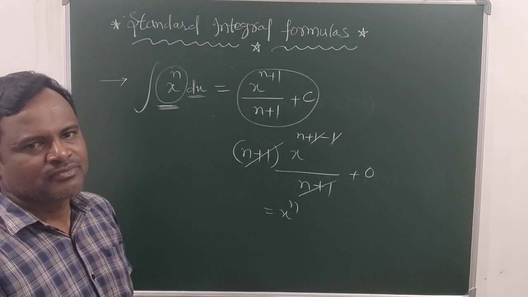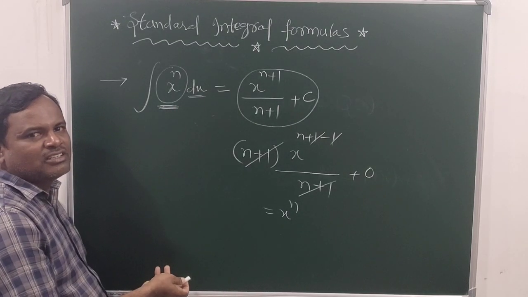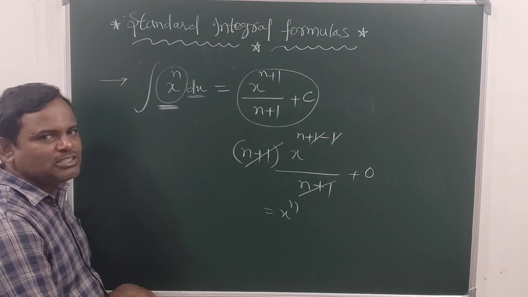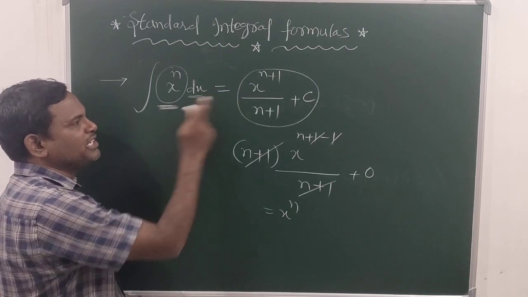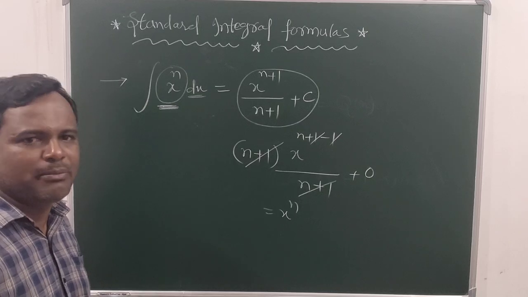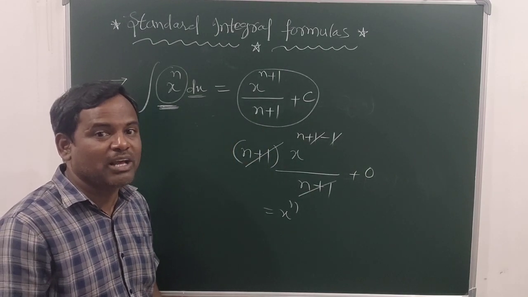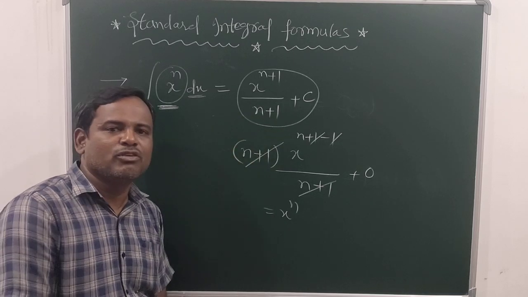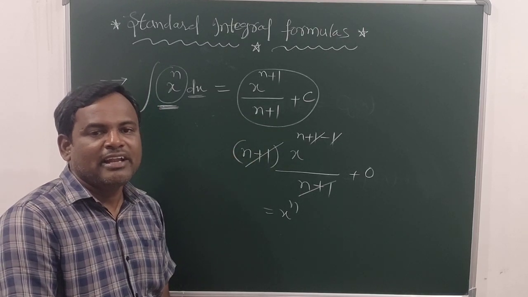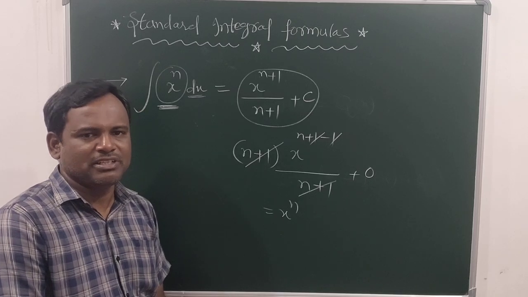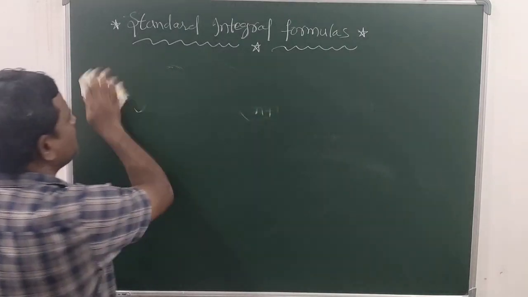Remember that. Okay students, here whichever function is given in the integrand, that should be a differentiable function. Okay students, see here, whose integral will be x power n plus 1 by n plus 1, where n is not equal to minus 1. If n equal to minus 1, what will happen? This denominator would be 0, right? Hence, n should not be minus 1. Remember that point. Now let us go to one more function.